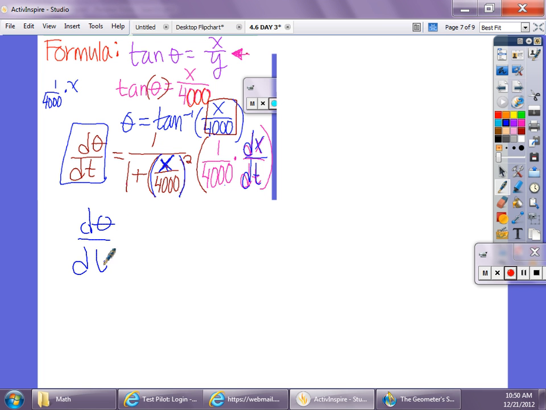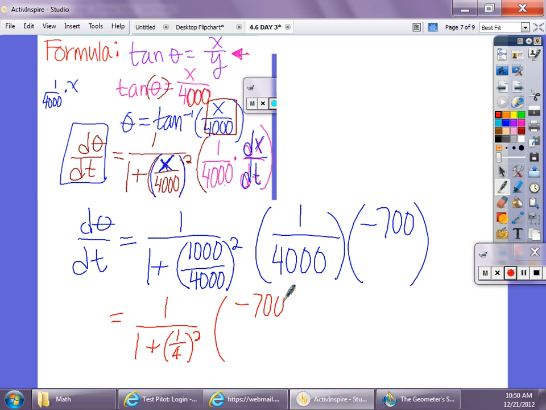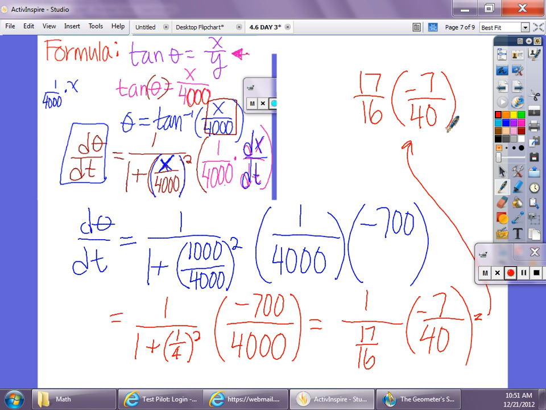d theta dt is equal to 1/(1 plus (1,000 over 4,000) squared) times 1/4,000 times negative 700. So I get 1/(1 plus (1/4) squared) times negative 700 over 4,000. Whew, all right, so that's 1/16, I believe. So 1/(17/16) times negative 7 over 40. And then reciprocal that, and then we'll be done. All right, 16 over 17 times negative 7 over 40. And I don't think anything simplifies anymore. That would be the d theta dt.